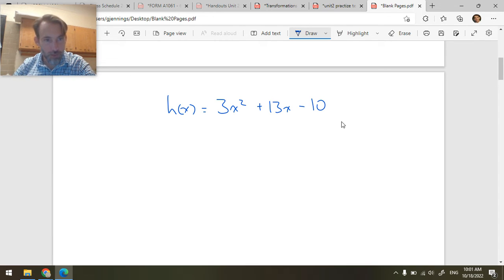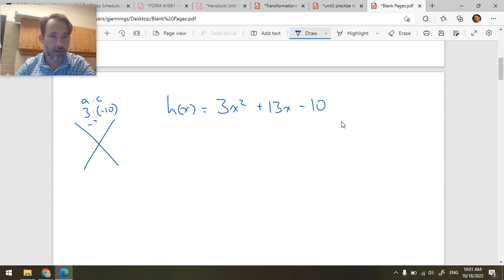The way we do it is we win a special x game where we take a times c, in this case 3 times negative 10, or negative 30, and we want to multiply to negative 30 and add to the b value here. This is just the b value of 13. Okay, so let's find numbers that multiply to negative 30 and add to 13. Those numbers are 15 and negative 2.